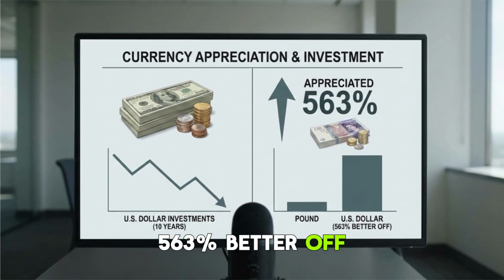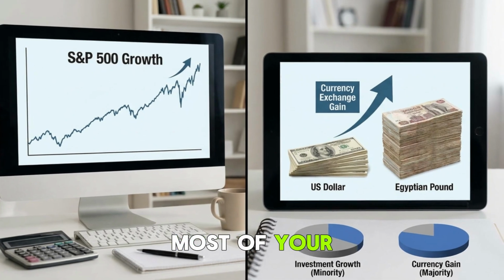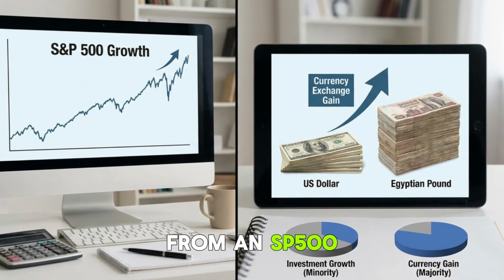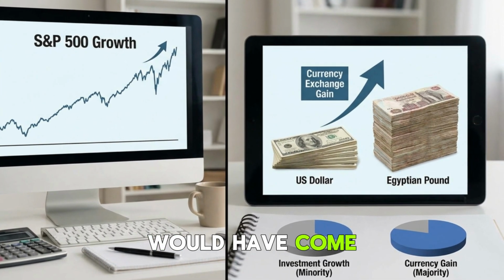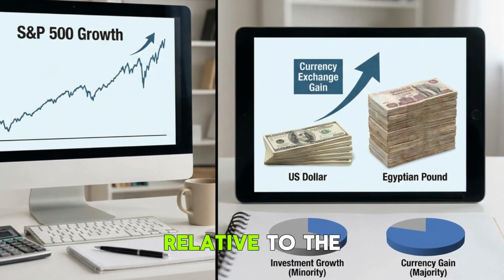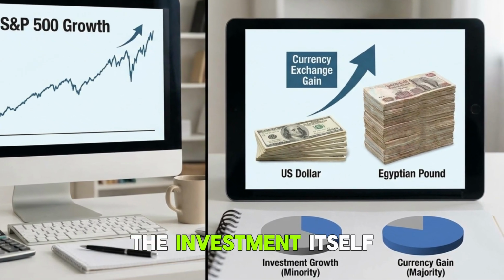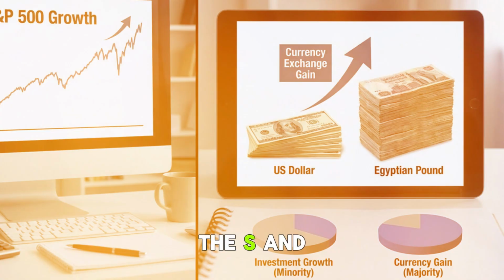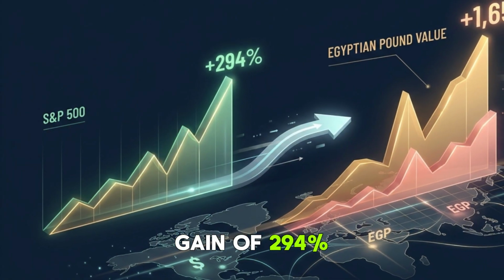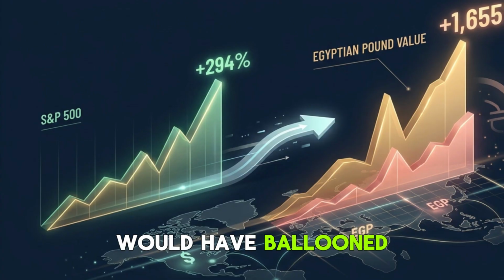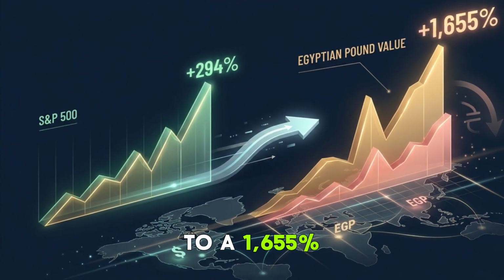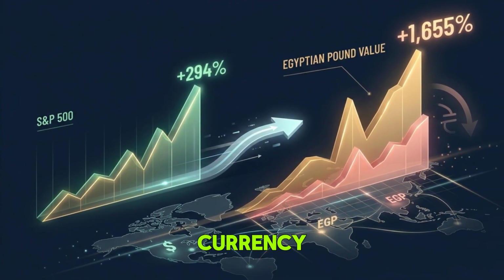563% better off. This means that most of your Egyptian pound gains from an S&P 500 investment would have come from the strength of the dollar relative to the pound and not from the investment itself. The S&P 500's gain of 294% would have ballooned to a 1,655% gain in Egyptian currency.